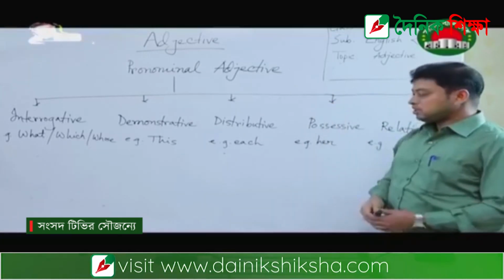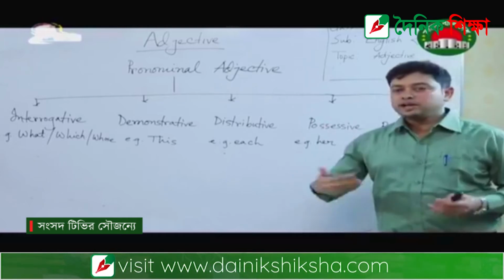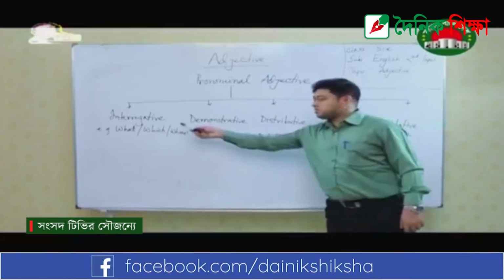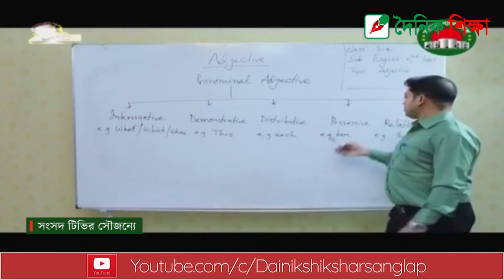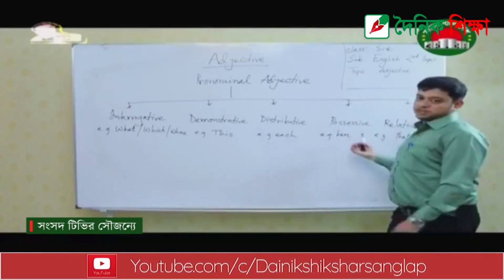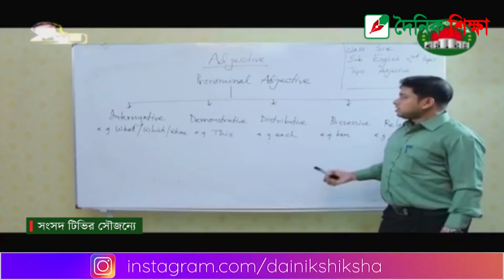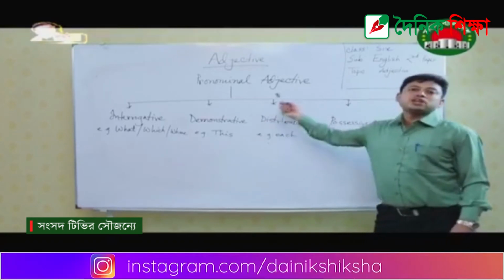But the problem is, when it is qualifying a noun, the name changes. It becomes interrogative adjective, demonstrative adjective, distributive adjective, possessive adjective, relative adjective. Finally, these all are pronominal adjectives.